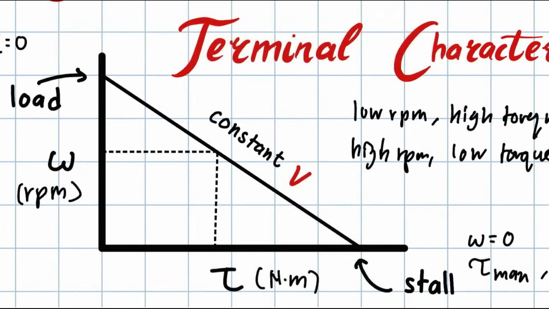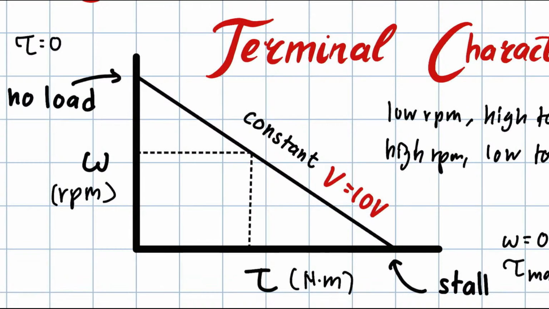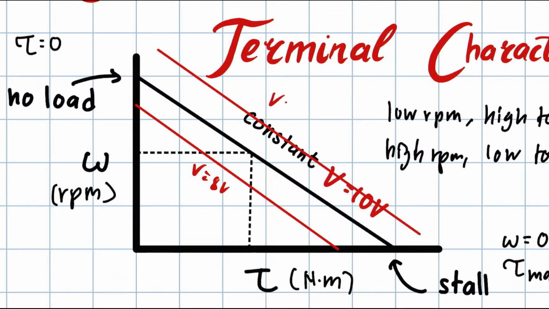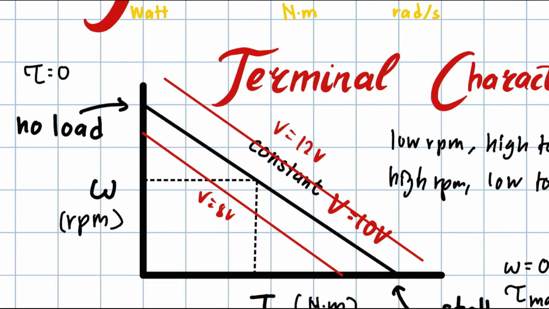Let's say V equals 10 volts. If the potential difference or the voltage source is lower, it will shift downwards. This one, in a different color, V equals 8 volts. Above this, for example, V equals 12 volts. That is what the graph says.